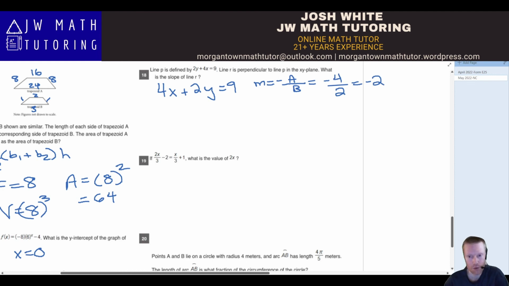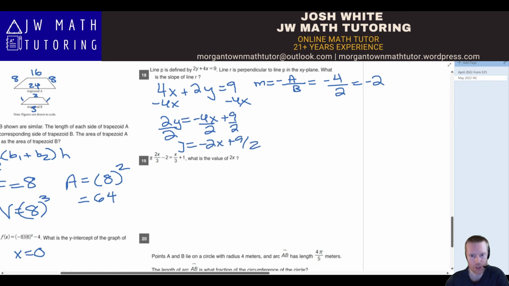Now, if you did not remember that, then you could just put it in slope-intercept form. So I'm going to subtract 4x to the other side. 2y equals negative 4x plus 9, although that part doesn't matter. And then just divide everything by 2. y equals negative 2x plus 9 halves. So now we have the equation in slope-intercept form, and therefore we can also confirm the slope of this line is negative 2.